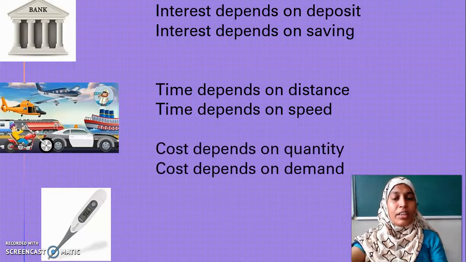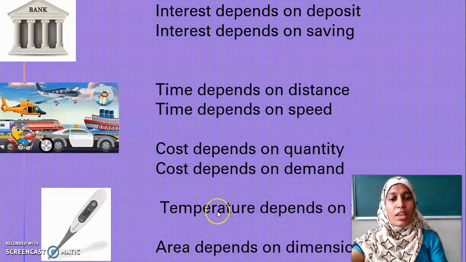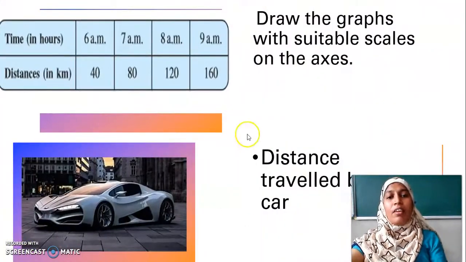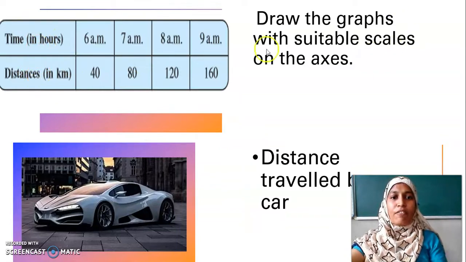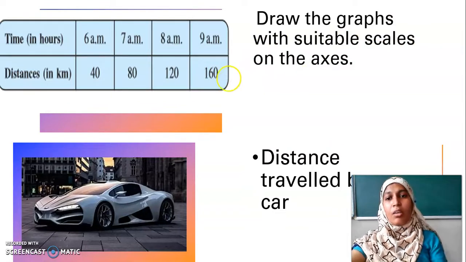Cost depends on quantity. Each and every sentence has two variables. Time, distance; time, speed; cost, quantity; cost, demand; temperature, time; area depends on dimension. It depends upon length and breadth. Isn't it, my dear children? Now let us get into a problem where we have two variables, time and distance. Draw the graph with suitable scales on the axis. This chapter deals only with graphs, but I have linked over all the other chapters. You should also be capable of doing these things.